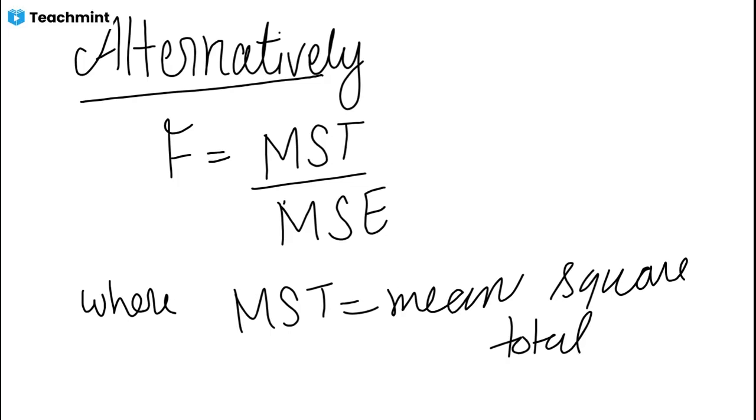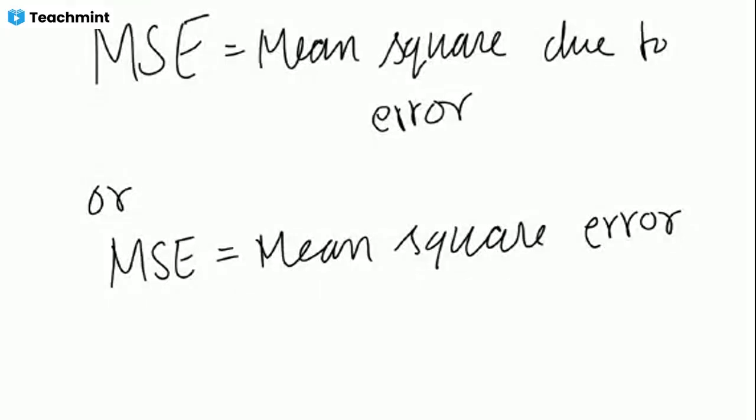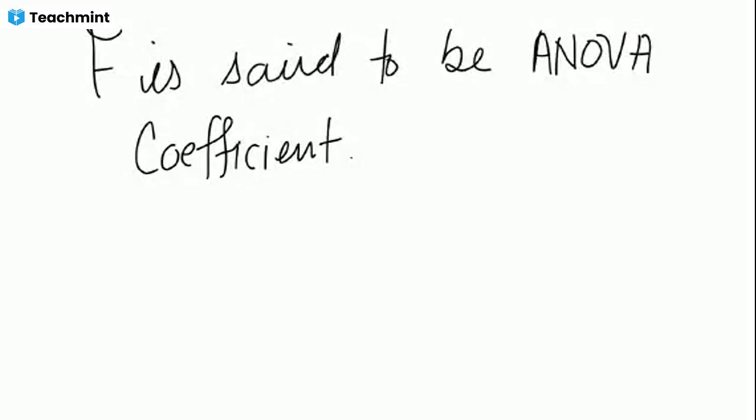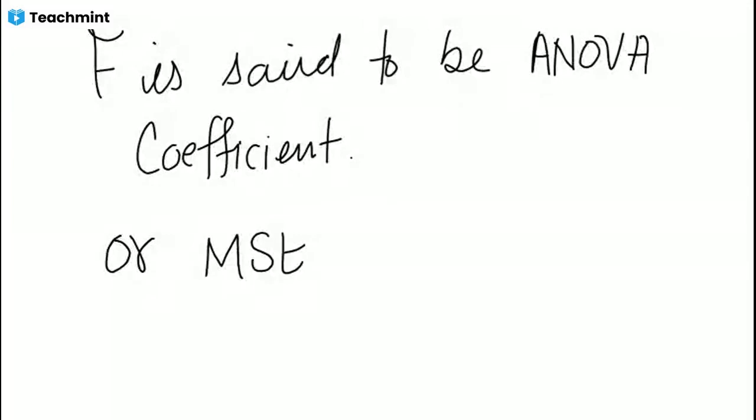Alternatively, to find only this ANOVA coefficient, we need MST, MSC, and MSC we can find by using this formula also, or MSE, which is sum of squares SSE over N minus P. What is this? I'm going to explain it to you.